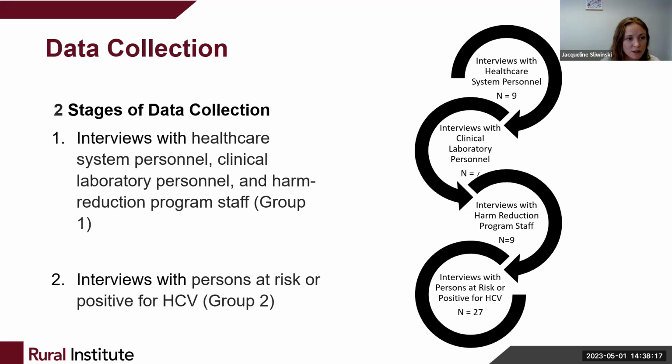Our data collection included 2 stages. The first stage included interviews with healthcare system personnel, laboratory personnel, and harm reduction program staff. This was called Group 1. The Montana State Health Department provided us with their surveillance data, which identified 5 health systems and 7 clinical laboratories in Montana that conduct at least 80% of the hepatitis C tests in the state.